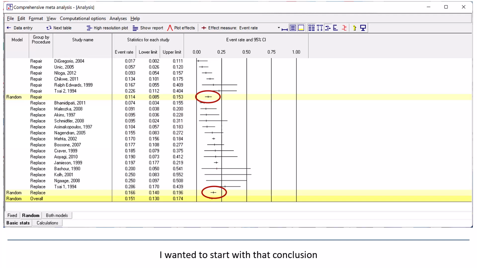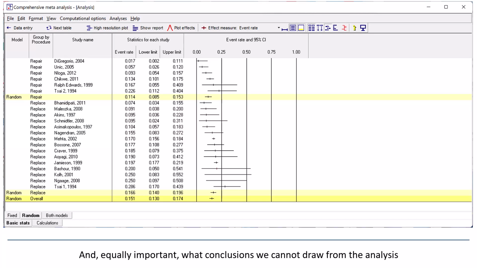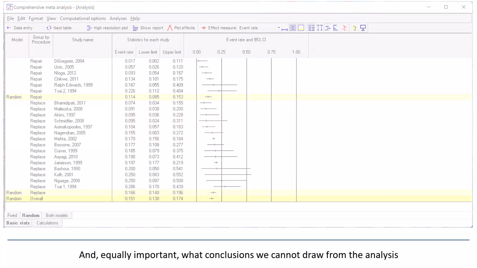I wanted to start with that conclusion, but in running these computations, I made a series of decisions. I need to discuss what those decisions were and why I made them. We also need to discuss what conclusions we can draw from the analysis and, equally important, what conclusions we cannot draw from the analysis.